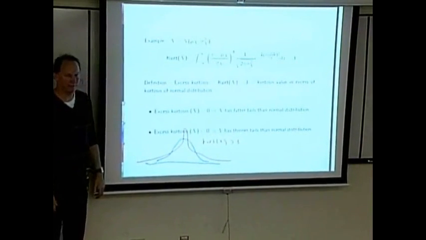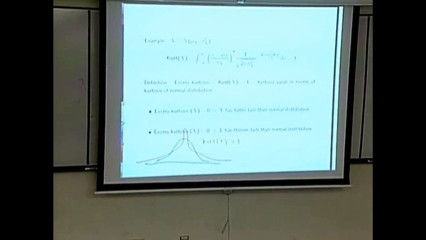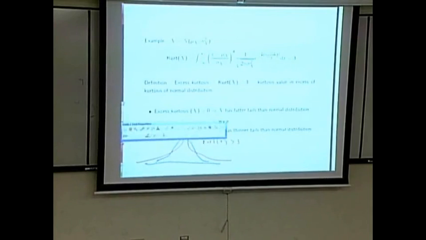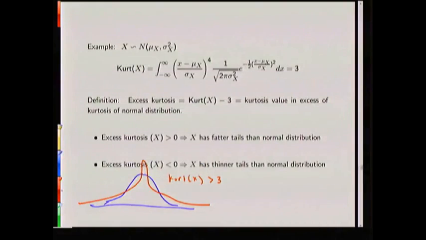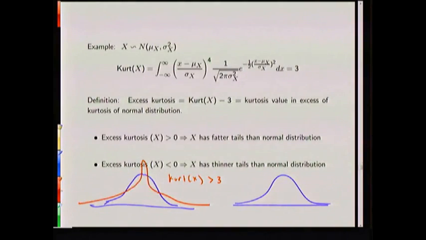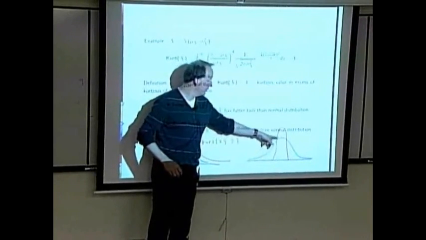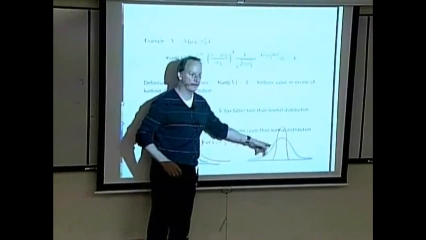I'm not the greatest artist. And then the opposite case to consider. So again, here's my benchmark normal, and in this case, what if the distribution looks like this? In this case, the distribution for x has thinner tails than the normal, so this red distribution would have a kurtosis that's less than 3.